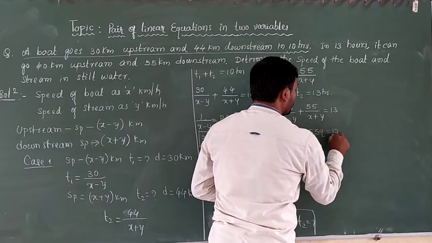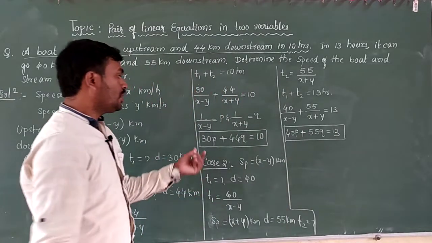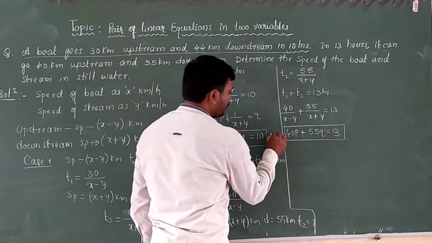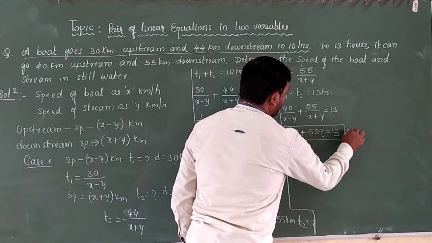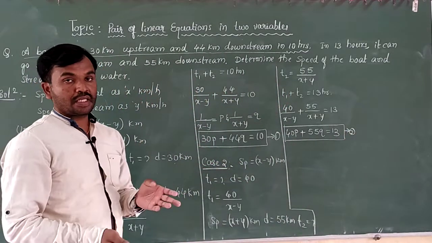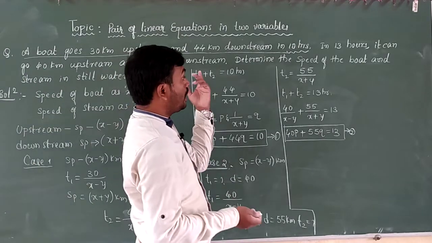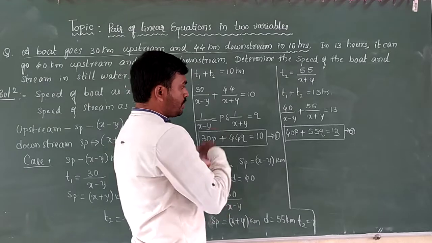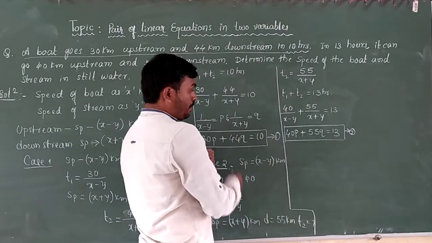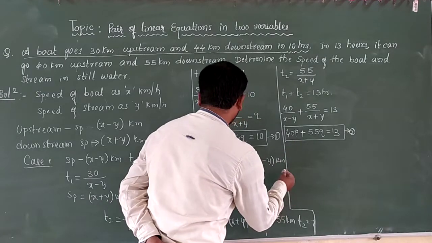55q is equal to 13. So this is equation number 2, children. You can solve these two equations, equation number 1 and equation number 2, simultaneously, or by elimination method, or by substitution method, or by cross multiplication method. Here I will solve these two equations simultaneously, that is by elimination method.